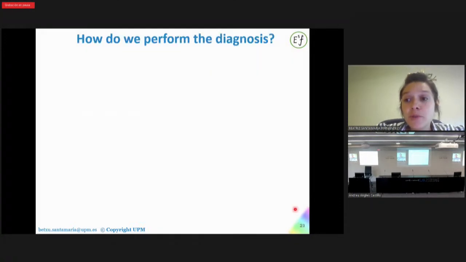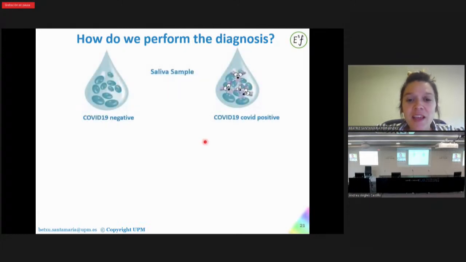How do we perform this diagnosis? I will keep this explanation very simple because we are not biologists, but I think that you will be able to understand. For instance, I will base the explanation on COVID-19 disease because this is one disease that we all have in mind.